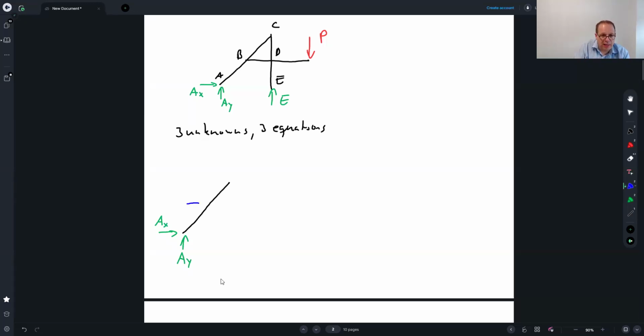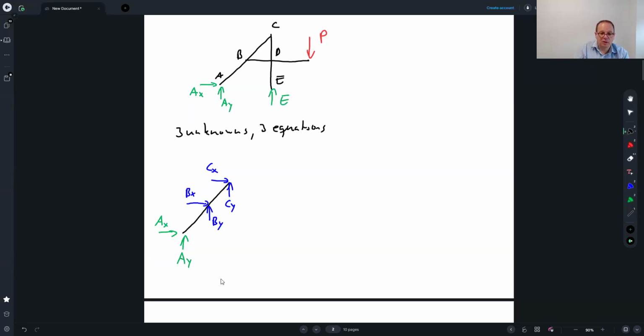Also, I have a BX and a BY, and then the same at C: a CX and a CY. Now how many unknowns do I have? 4 unknowns. I could write 3 equations, so that's not going to let me solve this whole thing. But I can do the same for the other 2 parts that I have.